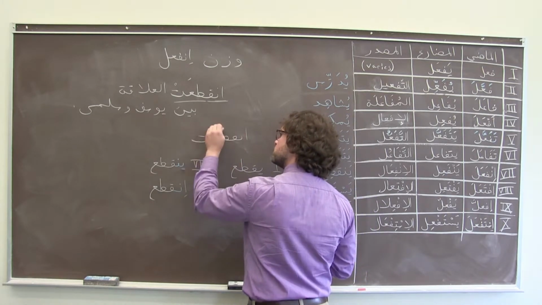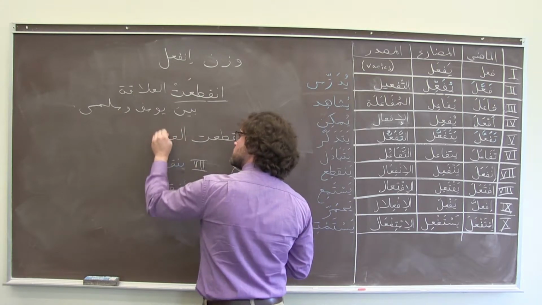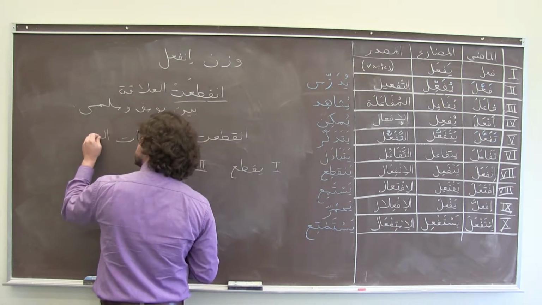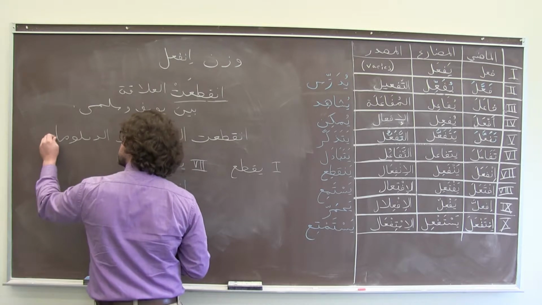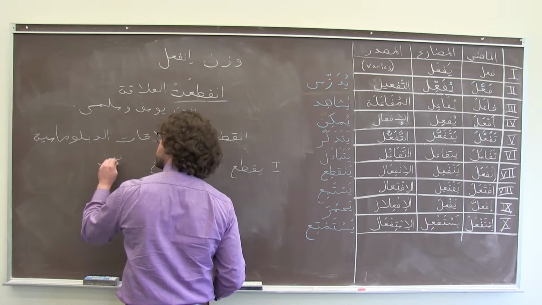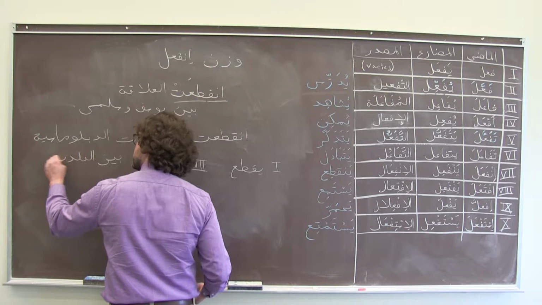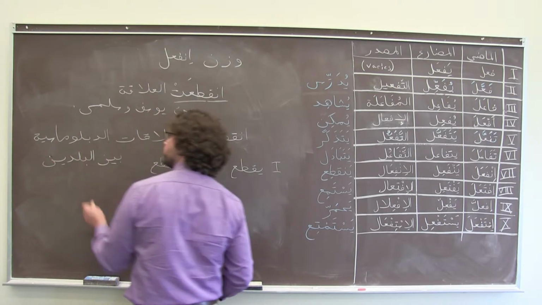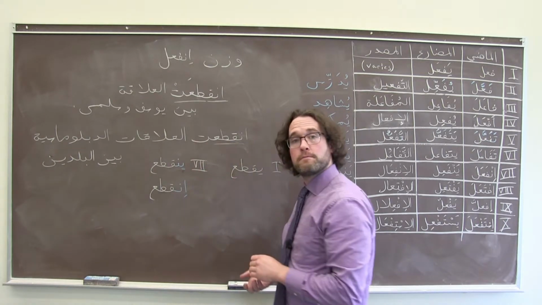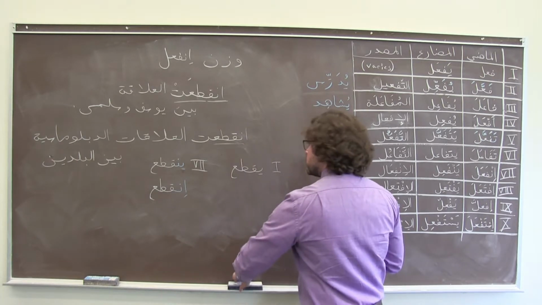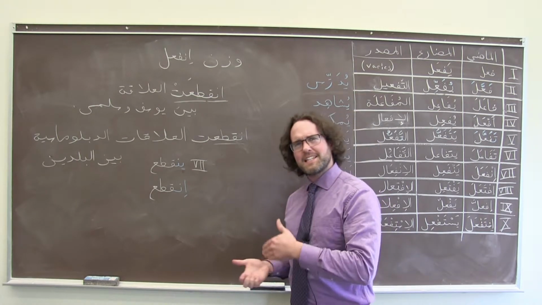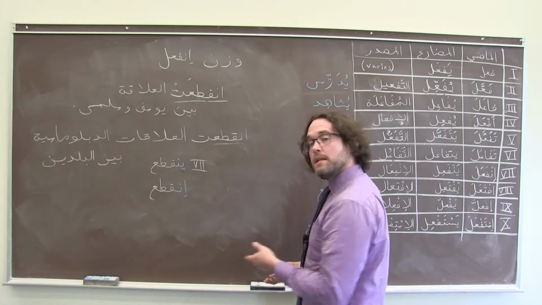انقطعت علاقات، ممكن العلاقات الدبلوماسية بين البلدين. Diplomatic relations between the two countries were broken off, were cut off. Pretty common usages. This is a fun pattern to play with, and a lot of the time you won't find a Form 7 verb distinctly in the dictionary, but the meaning is pretty clear.